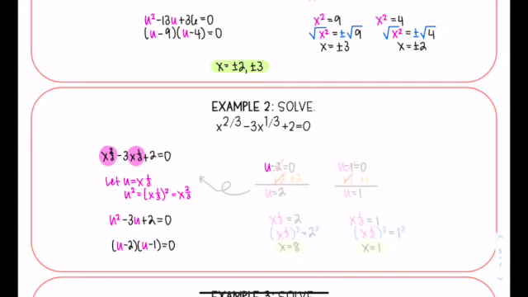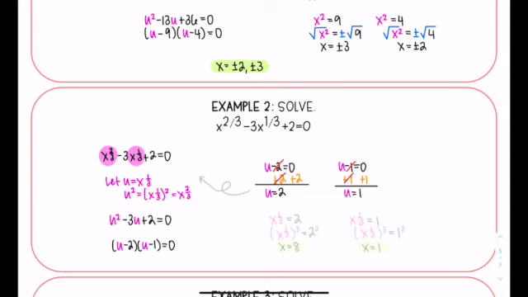And so setting each piece equal to 0, we've got u minus 2 equals 0 and u minus 1 equals 0. And when I add 2 to both sides, we end up getting u is equal to 2. And when I add 1 to both sides, we end up getting that u is equal to 1.